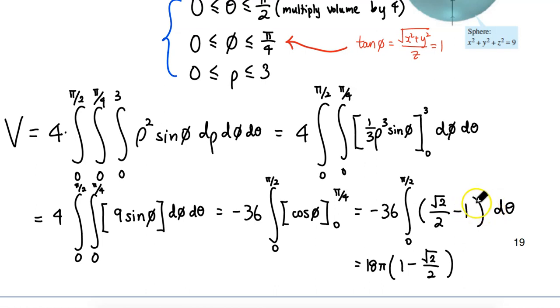So when we integrate, we'll just get this times theta, and we substitute pi over 2. So in the end, we get that the volume is 18 pi times (1 minus root 2 over 2).